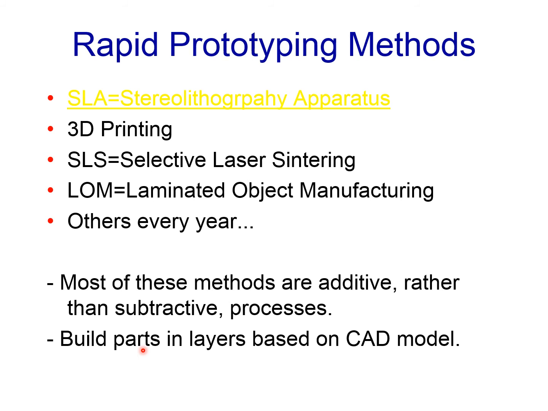slice by slice. The most popular rapid prototyping method is stereolithography. It's also sometimes called 3D printing. It allows you to create solid 3D plastic objects from a CAD drawing in a matter of hours.